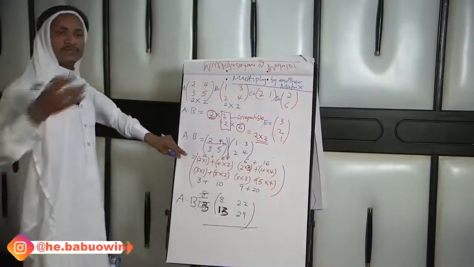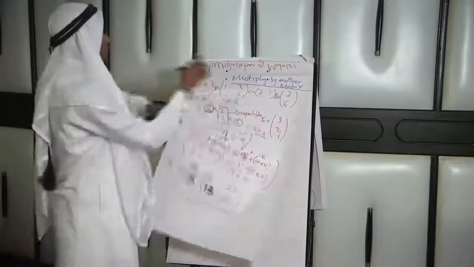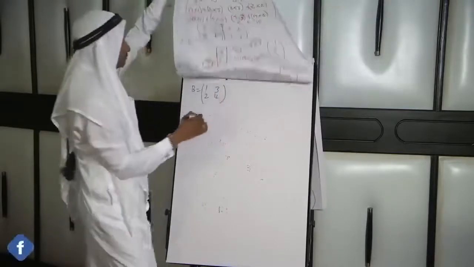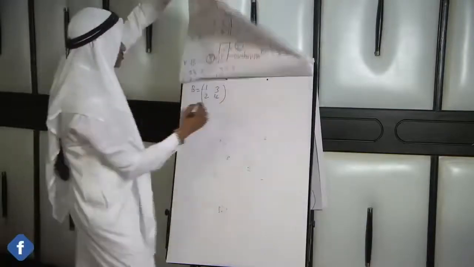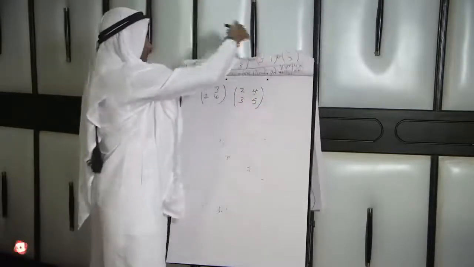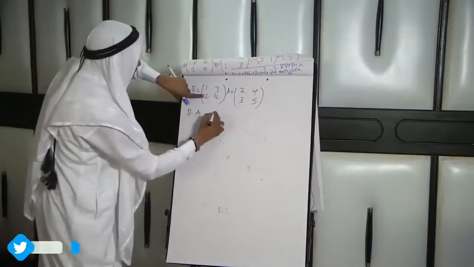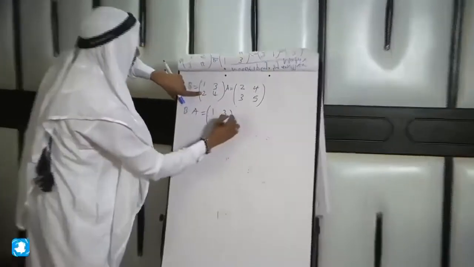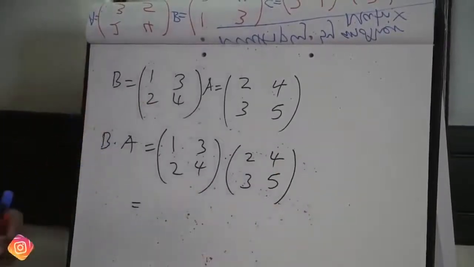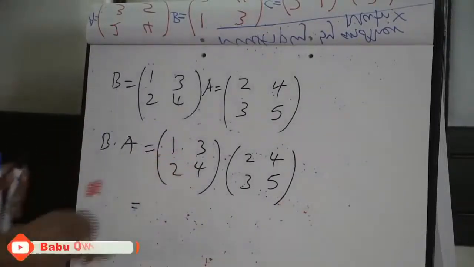So what of B times A? If you want to multiply B times A. So B is 1, 2, 3, 4. Our B is 1, 2, 3, 4. And our A is 2, 3, 4, 5. So B times A equals 1, 2, 3, 4 multiplied by 2, 3, 4, 5. So you must be very keen because you can make some small errors when multiplying this. So you be very keen, you multiply rows by columns.